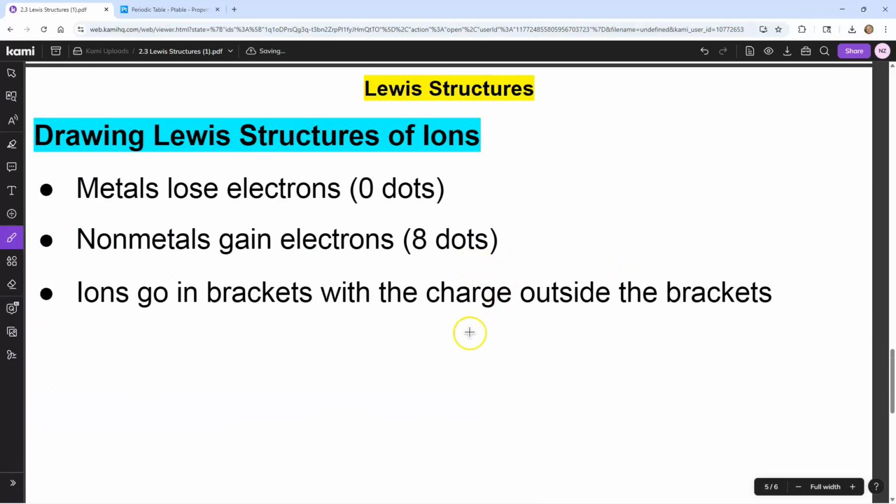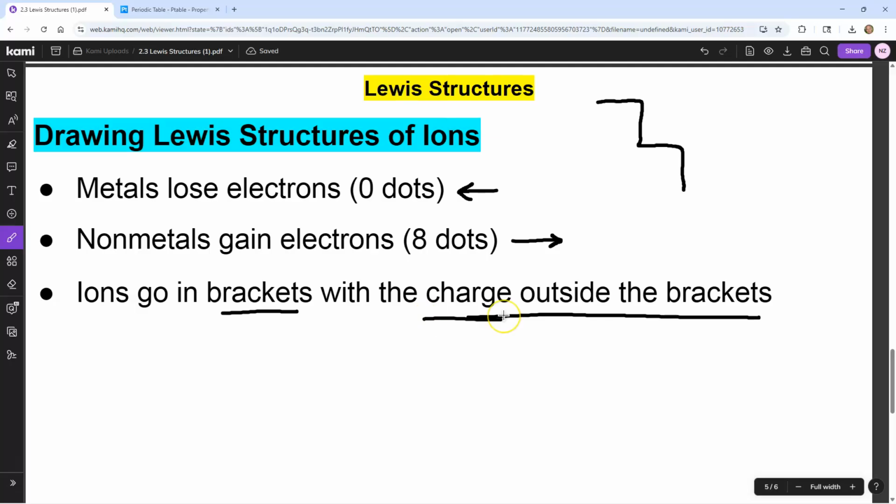Now, when we do ions, metals lose electrons. So remember, we have our staircase on the periodic table. Metals are going to be to the left of that. Nonmetals are going to be to the right of that. Metals lose electrons, so they shouldn't have any dots. Nonmetals gain electrons. They're going to have a total of 8 dots. Ions are going to go in brackets, and we're going to put the charge outside the brackets.